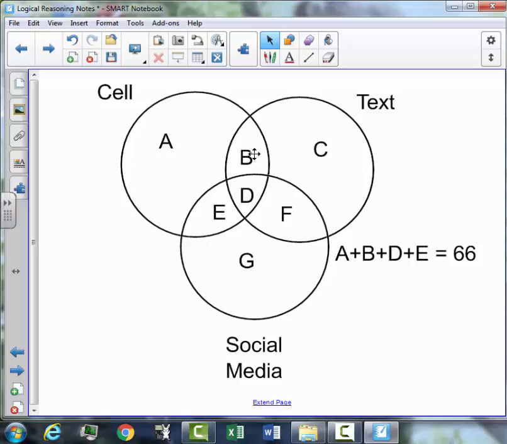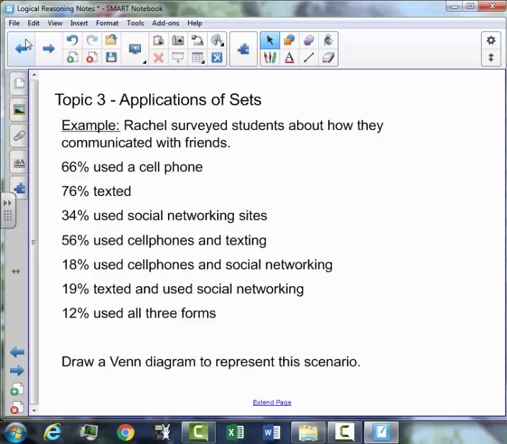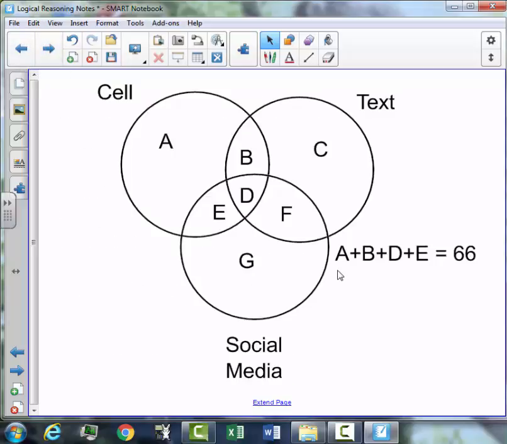Here's people who use a cell phone and text. Here's people who use a cell phone and social media. And then here's people in the middle, which are probably most people nowadays, who have a cell phone, text on it, and do Twitter. So all 4 of these sections are people who use cell phones. Then 76% text. To write that statement, that would be B, C, D, and F. I think that was 76. Yeah. Then social networking sites are going to be D, E, F, and G.